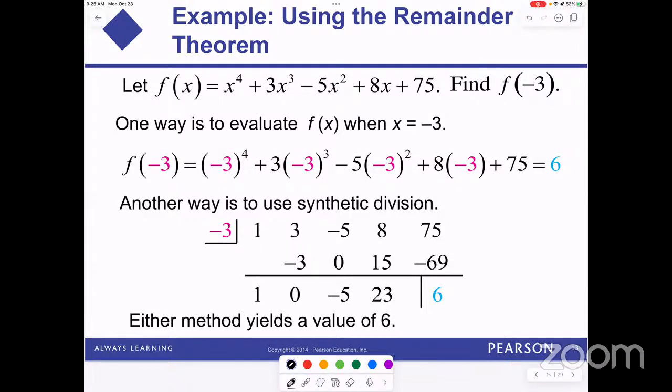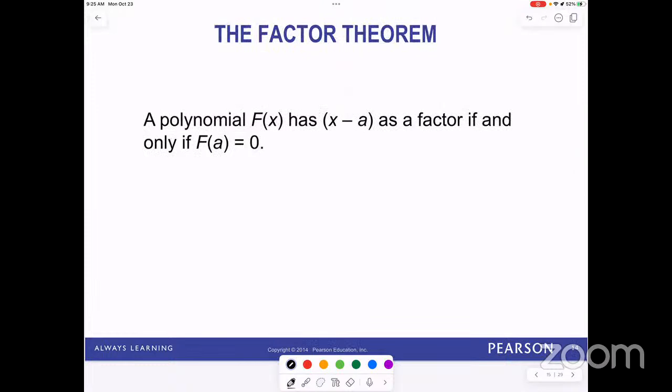There you go. So then we have the factor theorem. A polynomial f of x says x minus a is a factor if and only if f of a equals 0. In other words, this is an application of the remainder theorem. If your remainder is 0, then we say that x minus a is a factor of our polynomial, right? If we divide the polynomial by the divisor and we get a remainder of 0, then it's a factor, and it divides evenly.